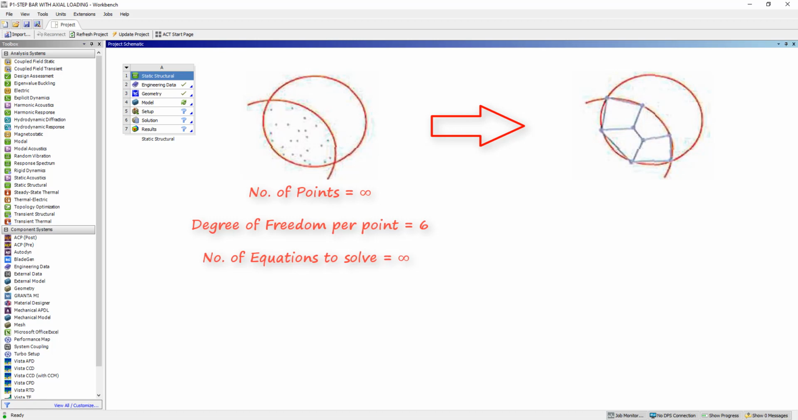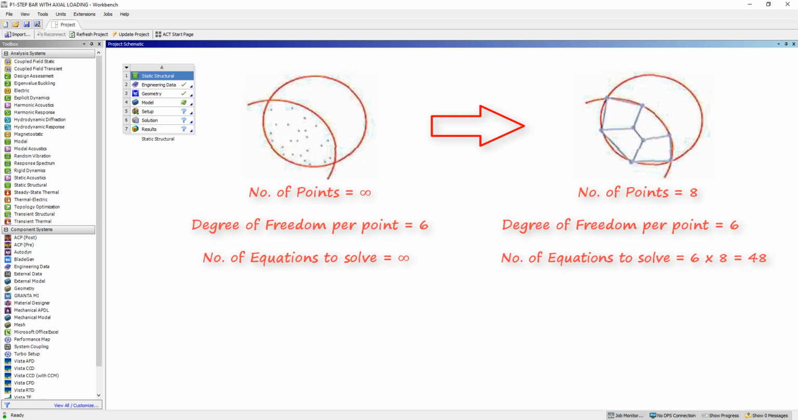Okay, so let's divide this domain into 4 pieces. 4 pieces will have 8 nodes. So the number of nodes is 8. Degrees of freedom per node, let's assume, is 6. So the total number of equations we have to solve is 6 degrees of freedom into 8 nodes, that's 48. So we have to solve 48 governing equations. We've reduced our governing equation solving from infinite to 48. So that's what the finite idea is, a finite number, 48.